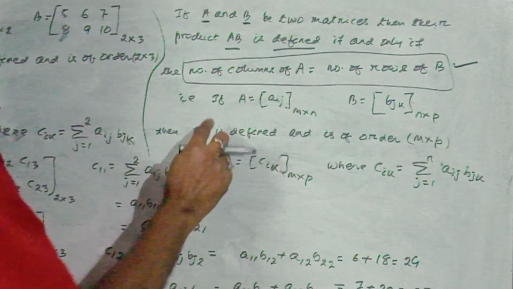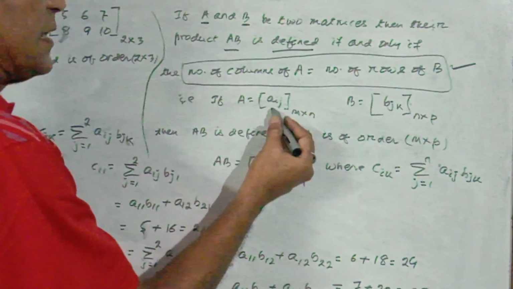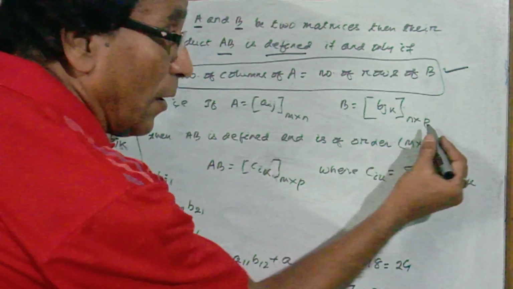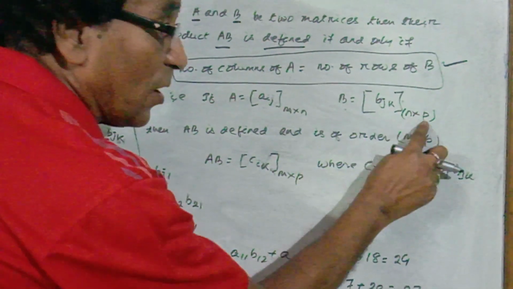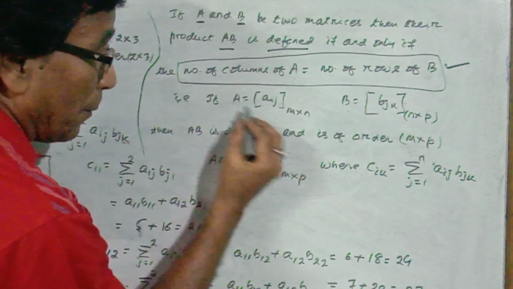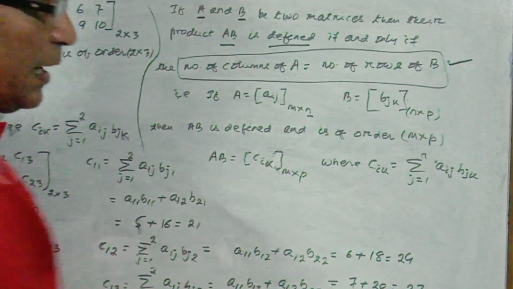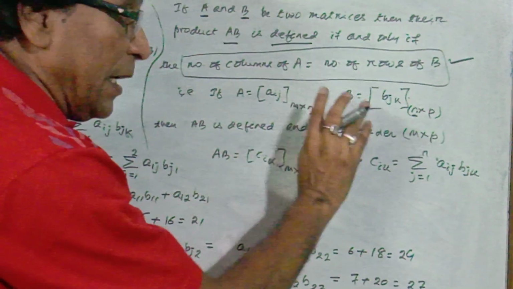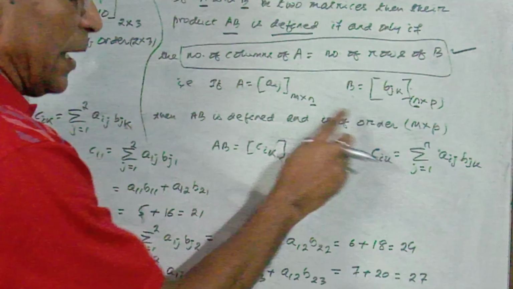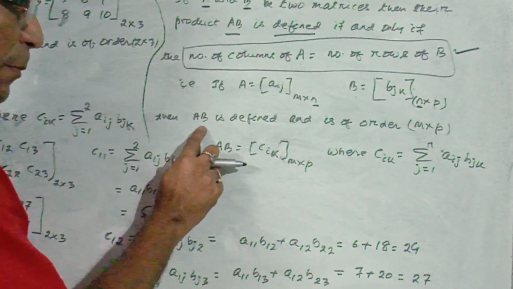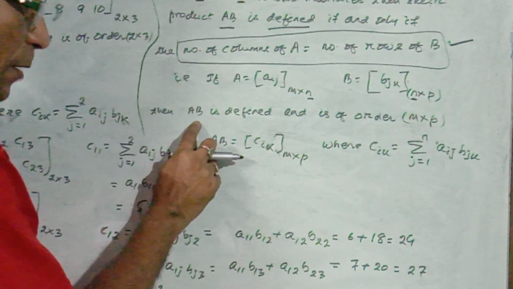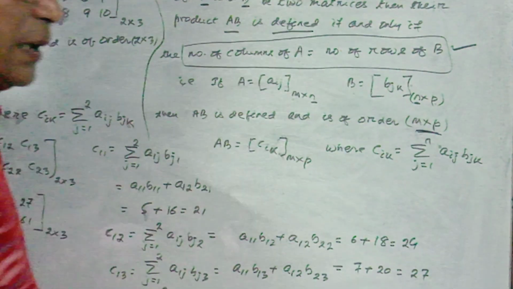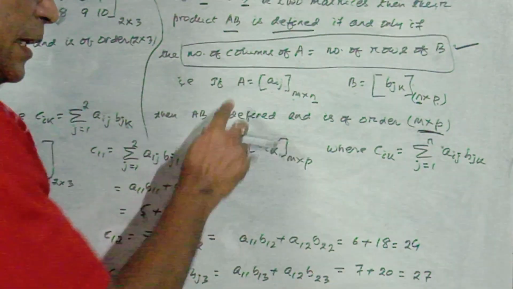So, for example, if A is a matrix Aij of order m cross n and B is a matrix Bjk of order n cross p, then you see that the number of columns of the first matrix A is equal to the number of rows of the second matrix B, so here AB is defined. And what will be the order of the product AB matrix? The order of the product AB will be equal to m cross p.